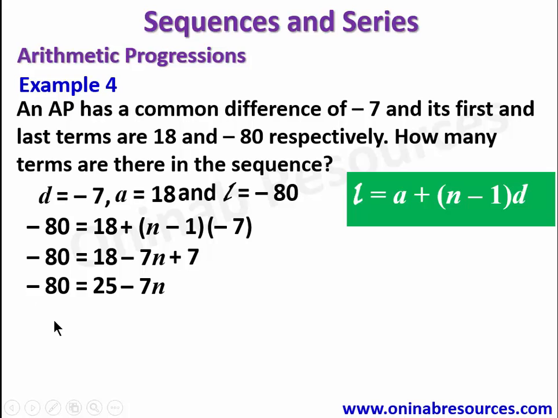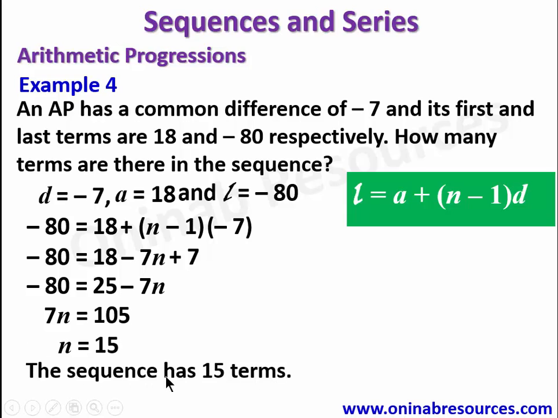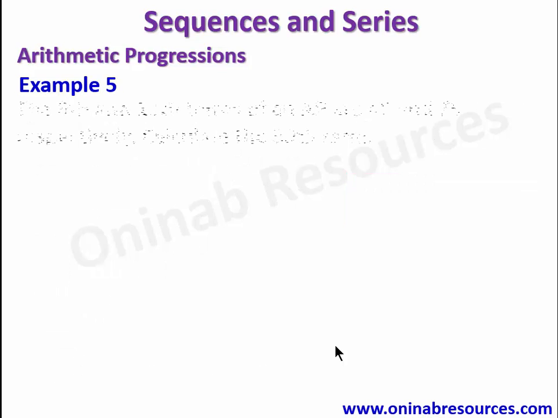I'm bringing it to the left hand side. It becomes 7N. I'm taking negative 80 to the right hand side, which is going to be 25 plus 80, which gives 105. Dividing both sides by 7, N is equal to 15. Therefore, the sequence has 15 terms. So we are done with this, and we go to example 5.